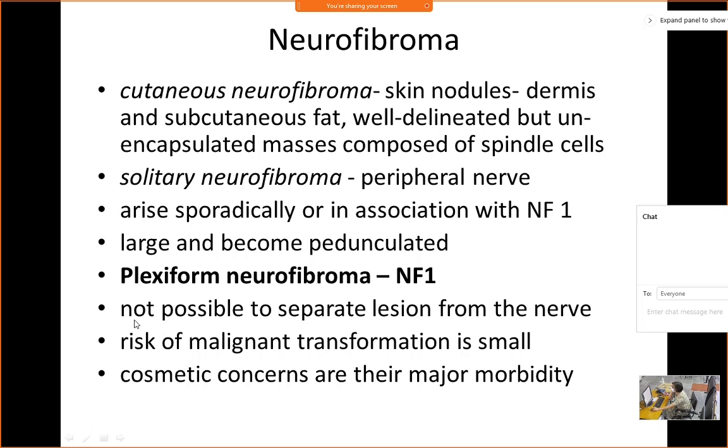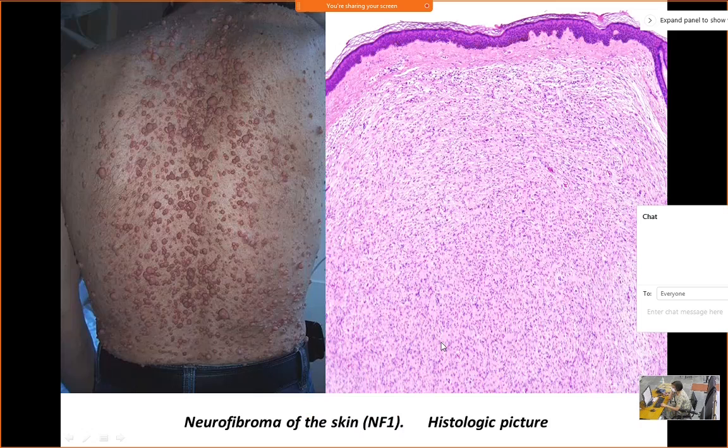And this is important. It is not possible to separate this lesion from the nerve. You have to sacrifice the nerve when you take out a neurofibroma, unlike a schwannoma. The risk of malignancy is very small, and this is the problem. Cosmetic is the problem. This is cutaneous neurofibromatosis. The whole skin is filled with these tiny neural tumors. And microscopically, if you see it, this is the skin, this is the subepidermal layer, which is quite clear, and then you see this tumor.